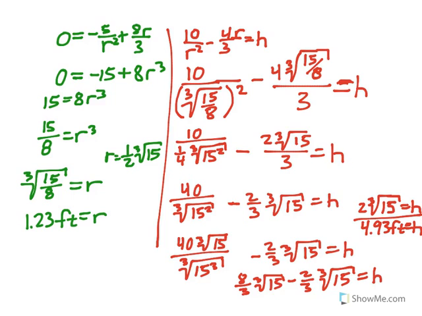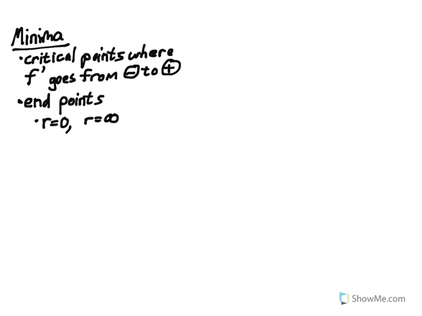All right, so our answers are: the height, or if you prefer, the length of the cylindrical section is 4.93 feet. The radius of the entire device is 1.23 feet. I almost forgot to do one thing, which is to check to make sure that r equals 1.23 feet really is a minimum. And if you'll remember, minima are one of two things.